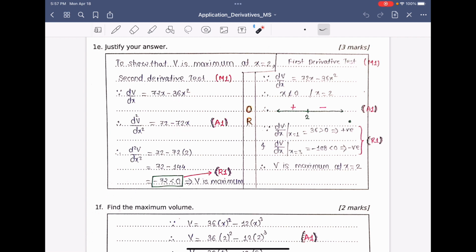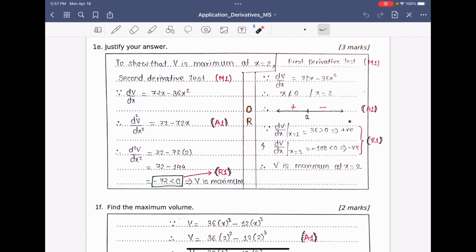Now substitute the value where you are getting a maxima or minima, which is x equal to 2, in this double derivative. So I am substituting 72 as it is, minus 72 times 2, because the x value is 2. I am getting negative 72. If the double derivative is less than 0, then that value is maxima. If the double derivative is greater than 0, then that value is minima.